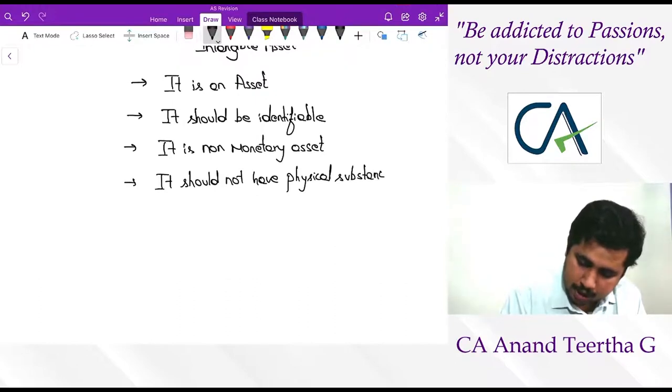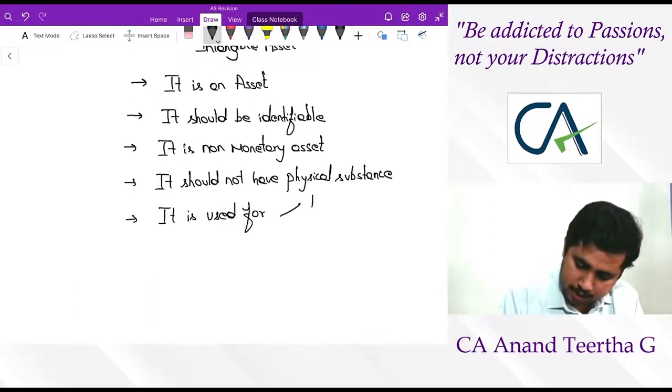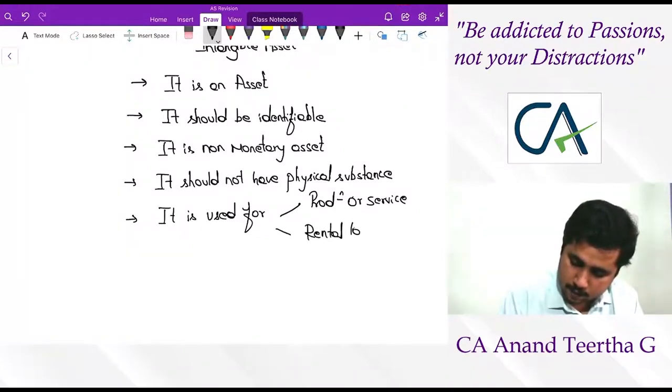It should not have physical substance. Fifth, it is used for: first, production or service. Second, rental to others. Third, admin purpose.